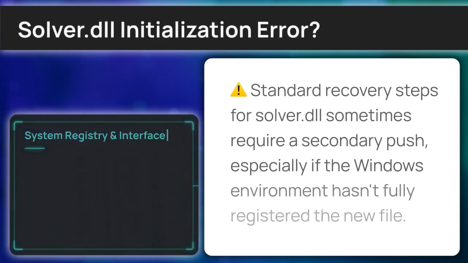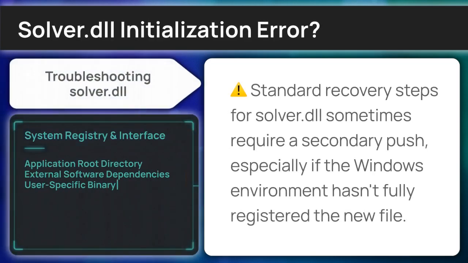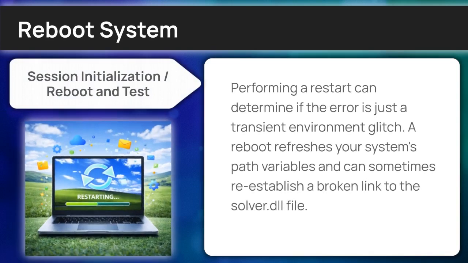When a standard software refresh isn't enough, we need to bypass the automated installers and look at manual system state resets. A simple restart can resolve file in use errors that mimic a missing Solver library message. It's a low-effort step that ensures your operating system starts with a clean execution stack.